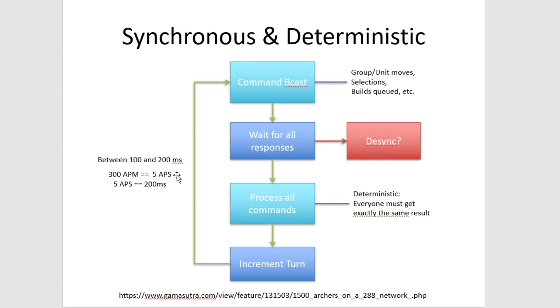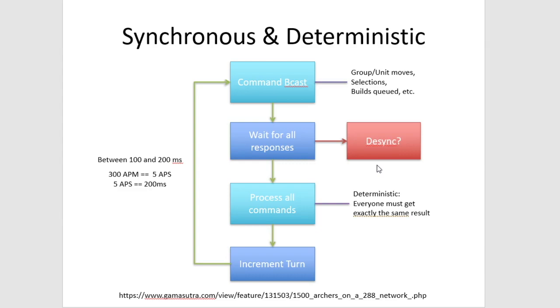So really what we're doing is we're sending commands, okay? And you see this first block here, the flow chart. We send the commands, then we wait for everybody to respond. This is in real time, but we're still waiting for everyone to respond. If they don't within a certain amount of time, around 100 to 200 milliseconds, then we start to desync and we worry about things breaking. However, if everybody responds within that window, then we process our commands, and then we increment our turn and start over again. Okay, so it's very straightforward.